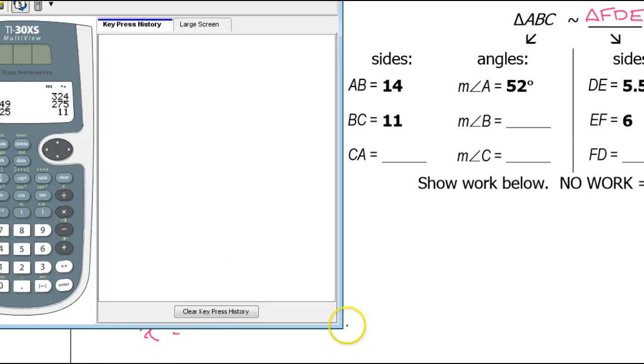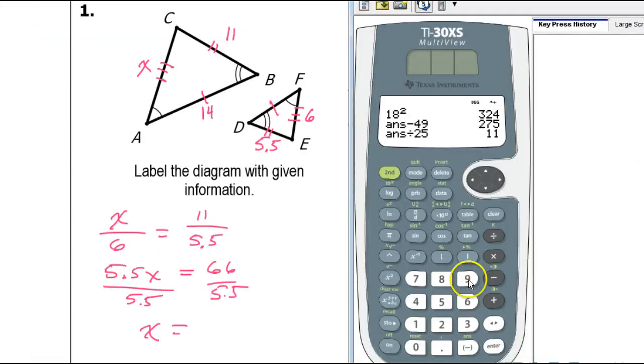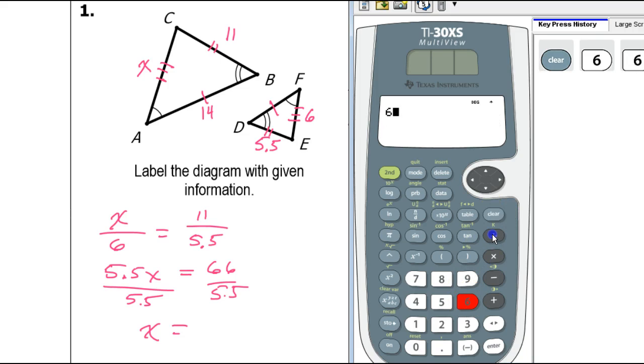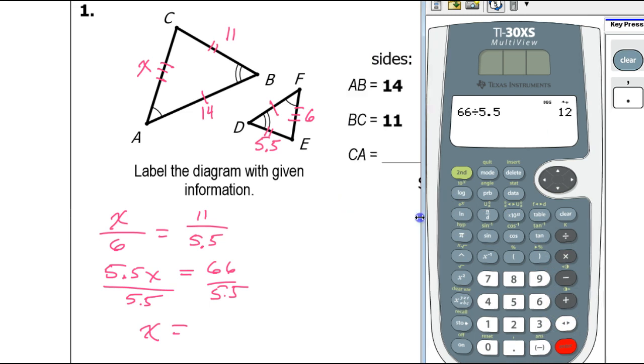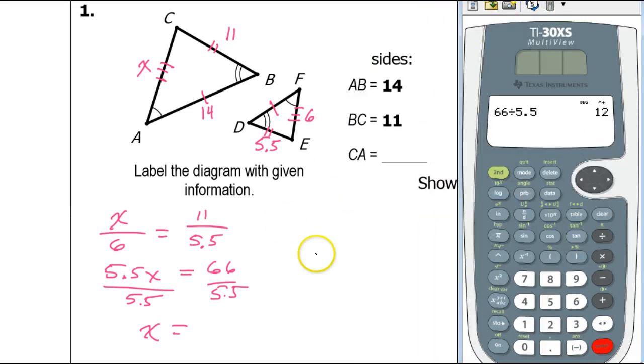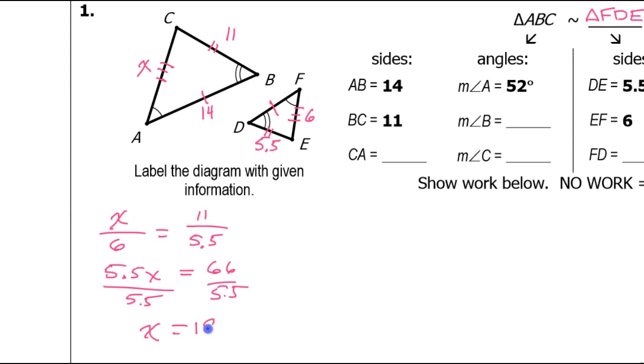Okay, so that's going to be 66 divided by 5.5. So that turns out to be 12. All right, now remember that is CA that I was just finding. So that is going to be 12. We also need to find side FD. So I'll call that Y. Okay, so let's make an equation out of that.